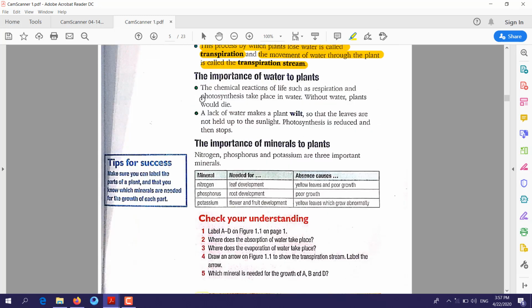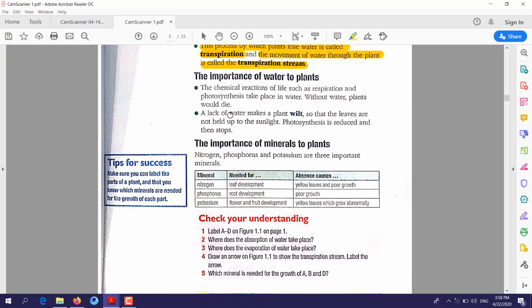The importance of water to plants. Now we were explaining that plants absorb water. Water will be transported from root to stem to leaves. So what is the importance of water to plants? Firstly, for leaves to do photosynthesis, they need water. Photosynthesis is an example of a chemical reaction. So for this chemical reaction to take place, it needs water. So water is important for plants.